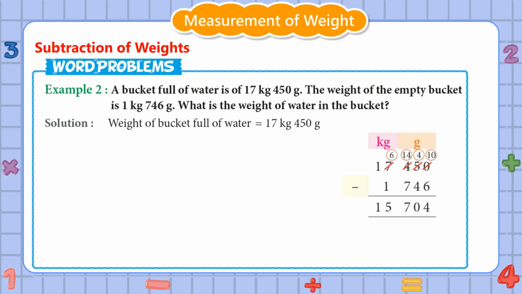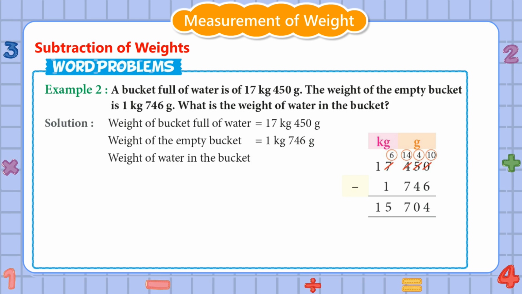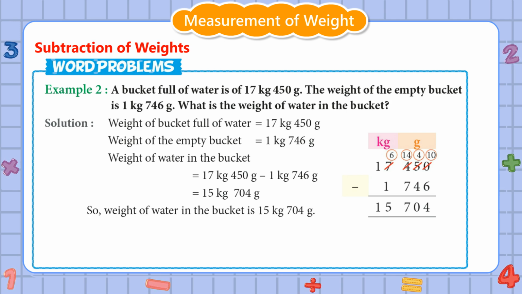Solution. Weight of bucket full of water is equal to 17 kilograms 450 grams. Weight of the empty bucket is equal to 1 kilogram 746 grams. Weight of water in the bucket is equal to 17 kilograms 450 grams minus 1 kilogram 746 grams. It is equal to 15 kilograms 704 grams. So, weight of water in the bucket is 15 kilograms 704 grams.